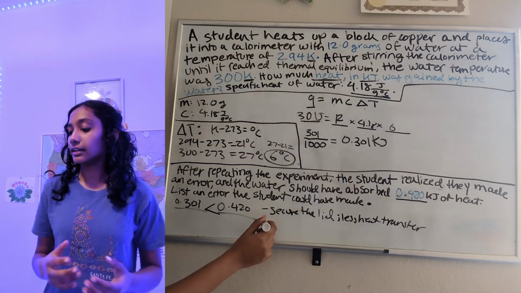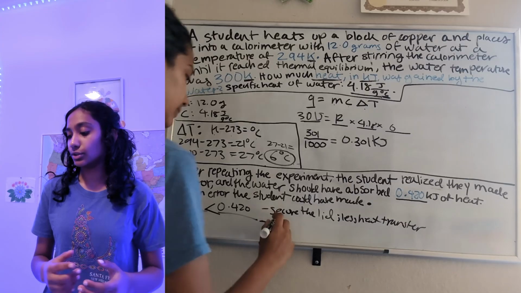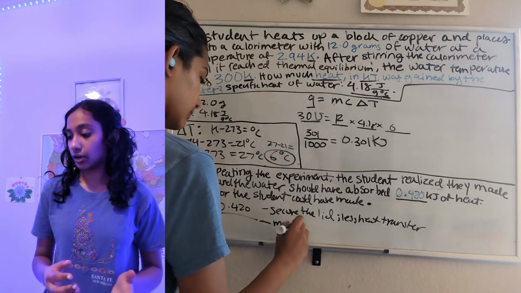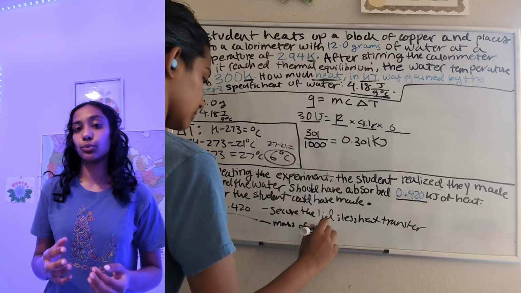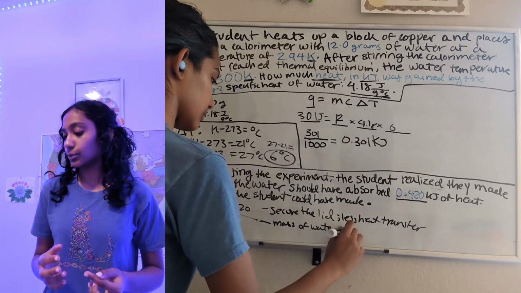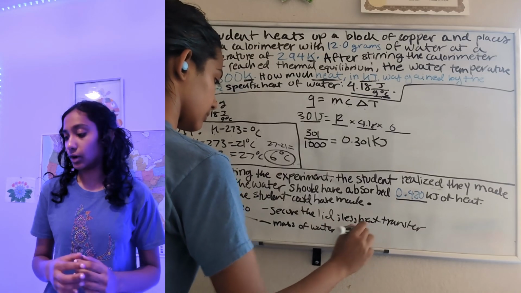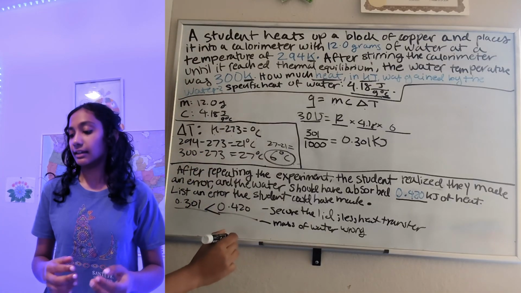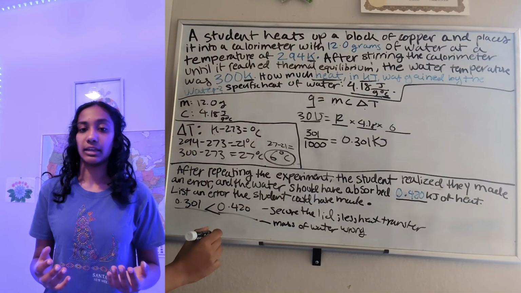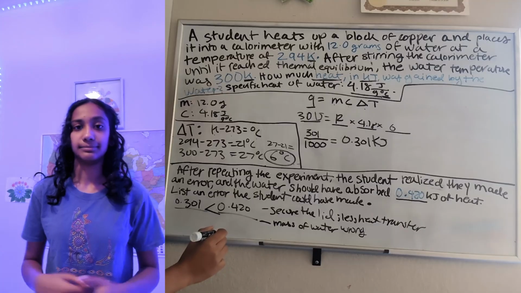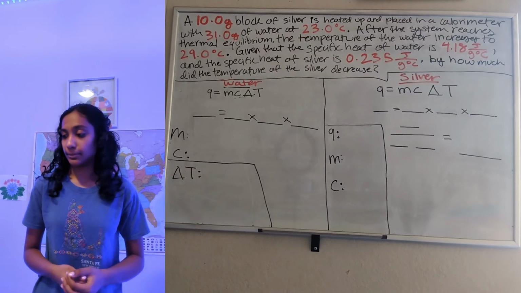water. Another possible reason for this could be that the student recorded the mass of the water wrong. If some of the water spilled while recording the mass, the student would have used a lower value for the water's mass in the calculations, leading to a lower value for the amount of heat absorbed by the water. Let's do another example problem.